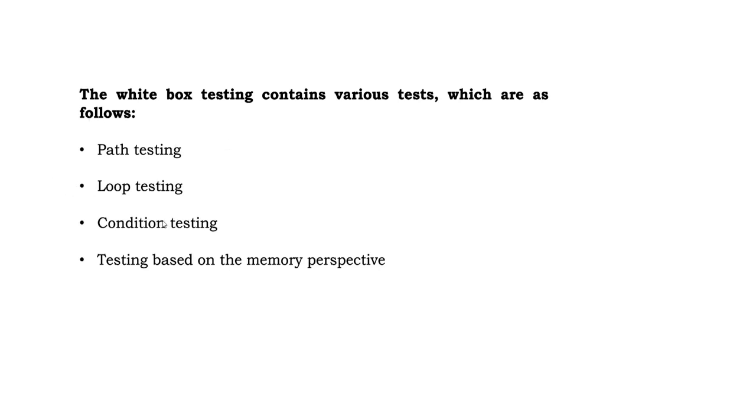Loop testing. For example, if there is a for loop, how is the for loop working? At what condition is it entering into the loop, and at what condition does it come out of the loop? All this we can verify at a high level through the code. That is where loop testing comes into the picture. And condition testing: there could be certain conditions like if else.